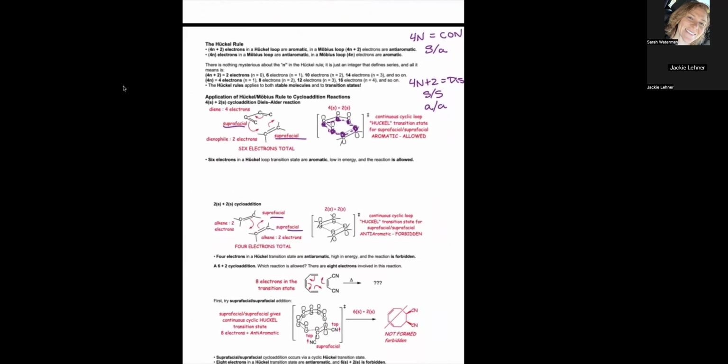So with this one, we have 6 electrons. This is a 6 electron system. Wait, those are the rules for Huckel, though. They are not the rules for Mobius. Yeah, we're getting there. I was just making sure.